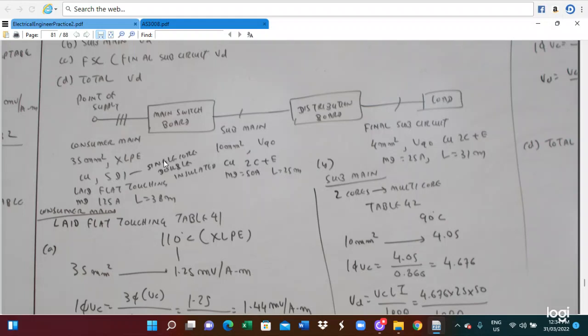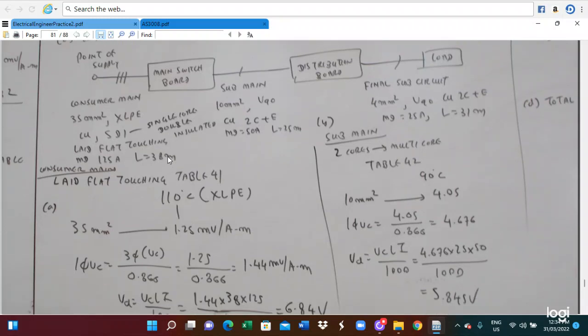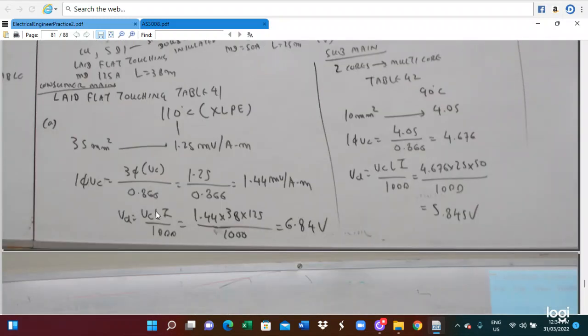Firstly, we have to find the voltage drop. To find the voltage drop, we use this formula: VD equals Vc times L times I divided by 1000. Vc is the unit voltage drop, which we find from tables 41 to 50. L is the length of the wire and I is the maximum demand current. Those things you have to find out.